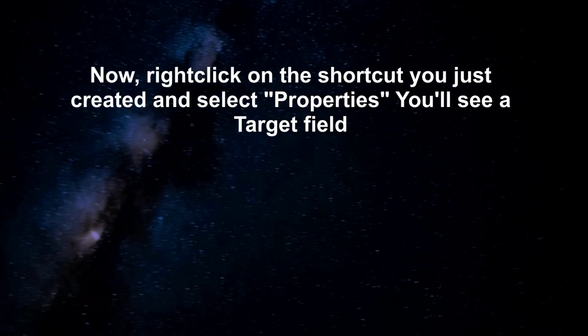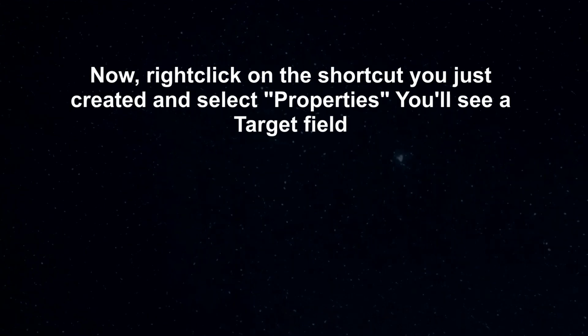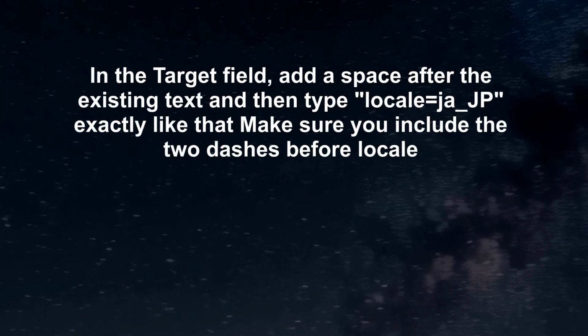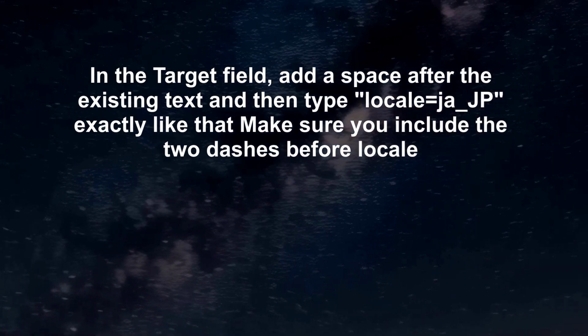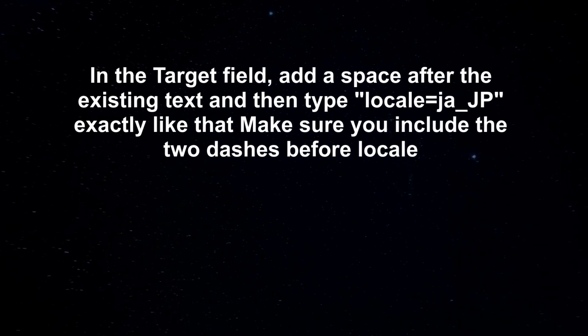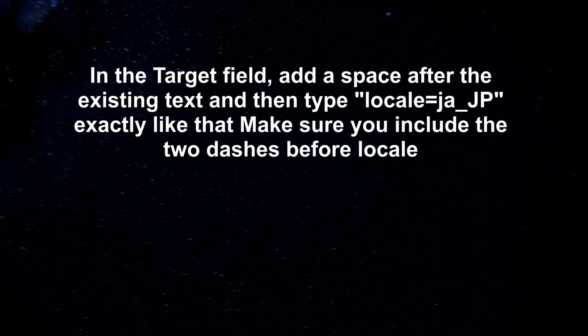Now, right-click on the shortcut you just created and select Properties. You'll see a target field. In the target field, add a space after the existing text and then type --locale=ja_JP exactly like that. Make sure you include the 2 dashes before locale.